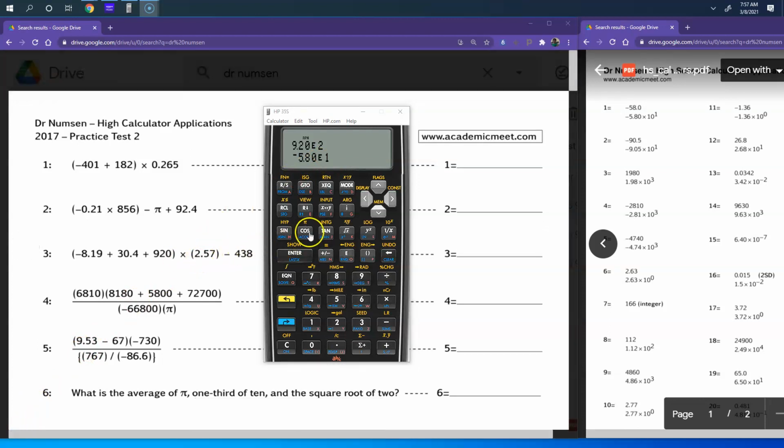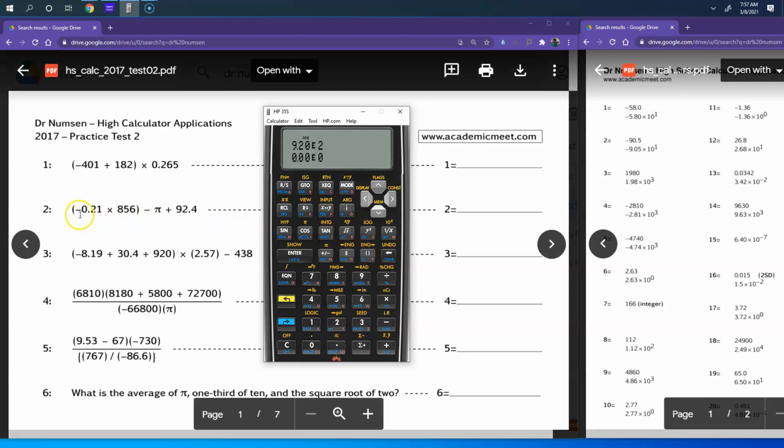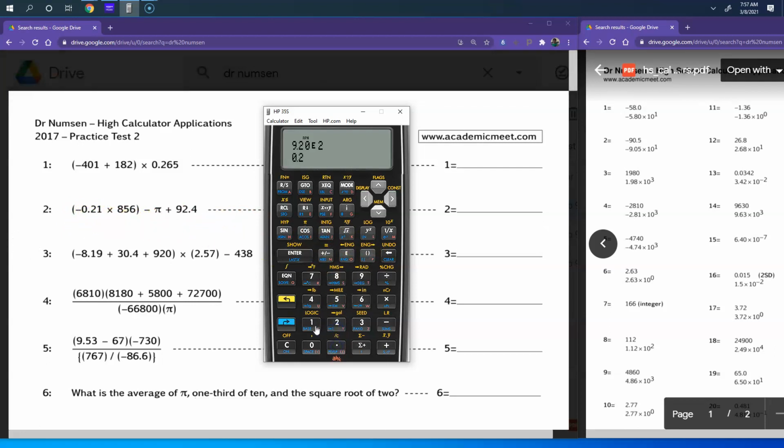So now we're going to clear this. Go to the clear, where it says the arrow, clear. We're going to type in negative 0.21 into the calculator. Here is a negative. Now we're going to save this into the first memory stack, so you press enter. We have it in the memory stack.